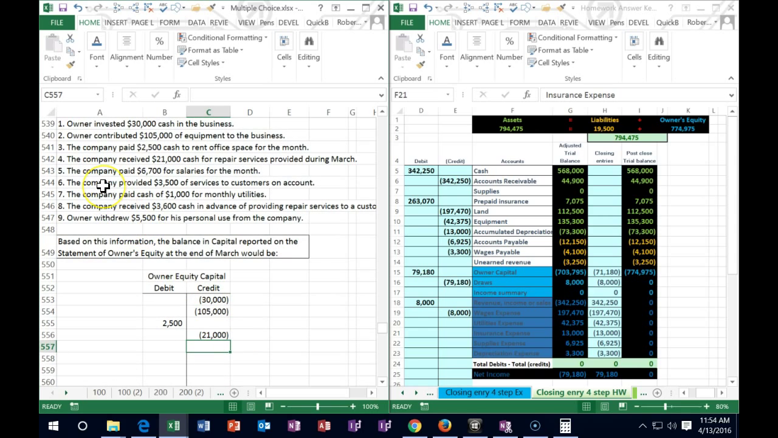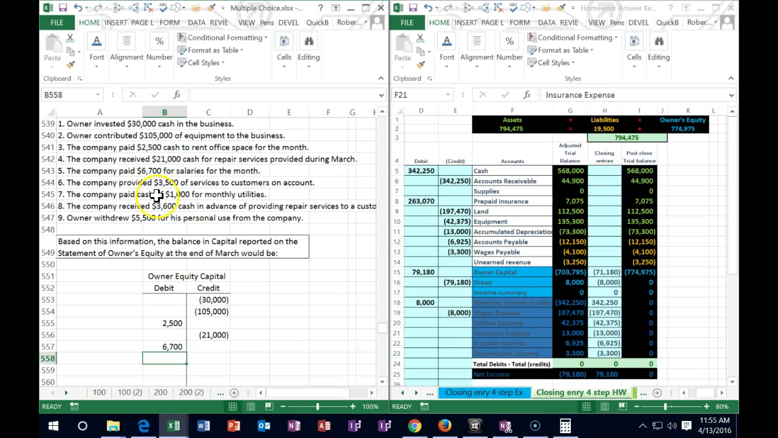And then we have the company paid $6,700 for salaries for the month. So is cash affected? Cash is going down. We're going to credit cash. We're going to debit salaries expense or wages expense. And that's an expense again. It's going to ultimately be part of capital. And therefore we're going to debit the T account for that amount being $6,700.